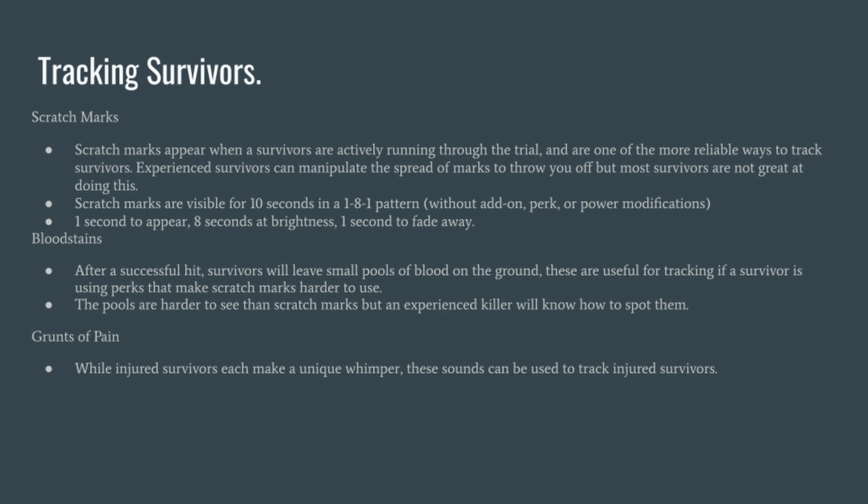Bloodstains, kind of similar, are just on the ground, little pools of blood. They might be outside of lockers to let you know that a survivor is either in the locker or has been near that locker. And grunts of pain are things that are just in the game in general.